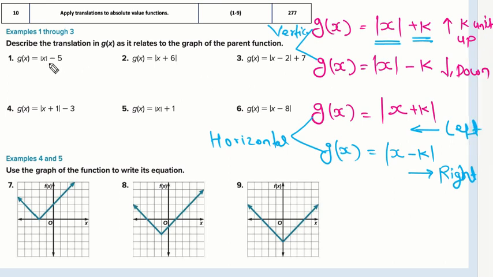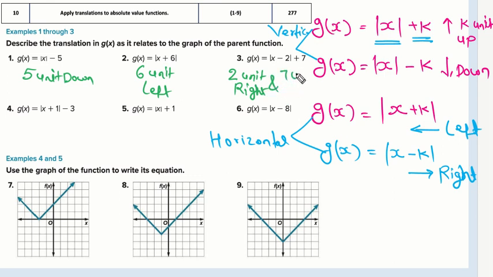Now from here, if we look at our first question, this is outside the absolute value, so that will be 5 units down. Now here it is inside the absolute value, so this will be plus k, left, so 6 units left. Now here you have both cases. You can apply horizontal or vertical first. Let's say 2 units inside, so 2 units to the right, and 7 units up. That is the translation which we will apply.